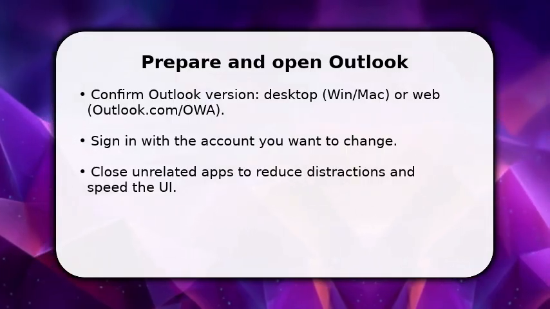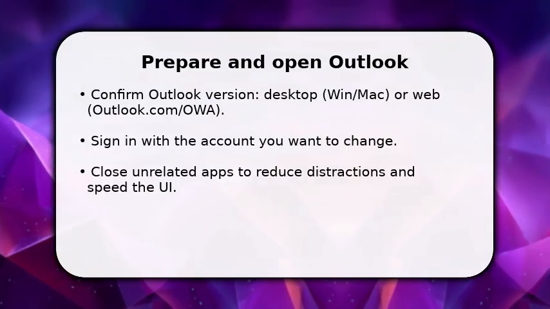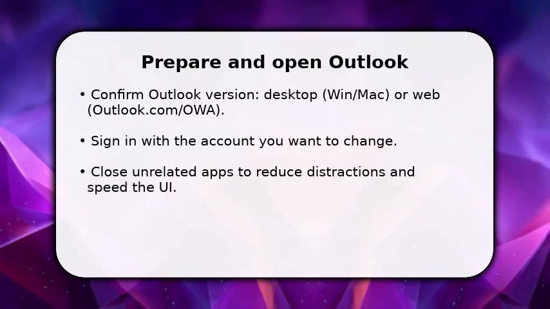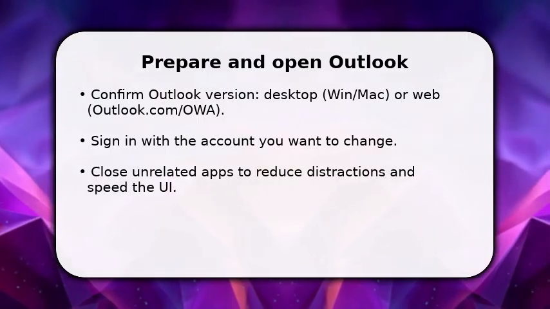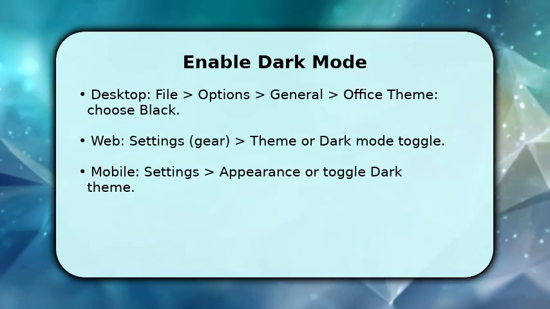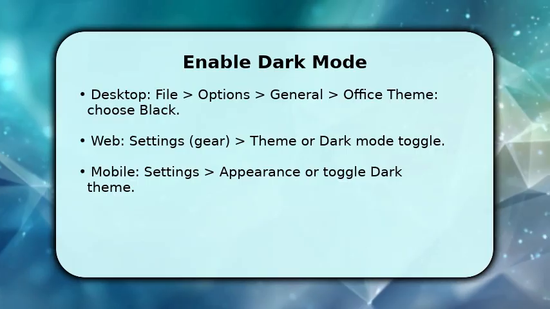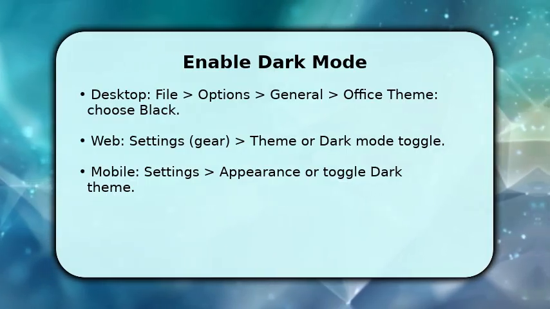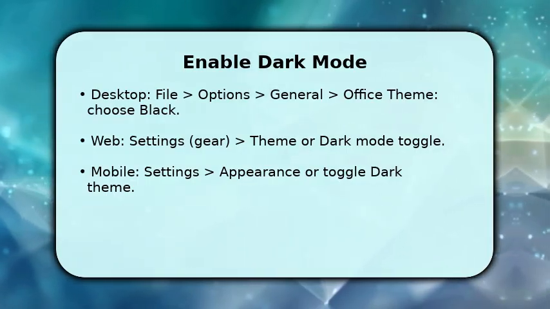Now navigate directly to the main settings area instead of digging through menus. This saves time and prevents toggling the wrong theme. Now change the theme where your Outlook version exposes it. On desktop, go to File, choose Options, then General and set Office Theme to black. This applies dark colors across Outlook.